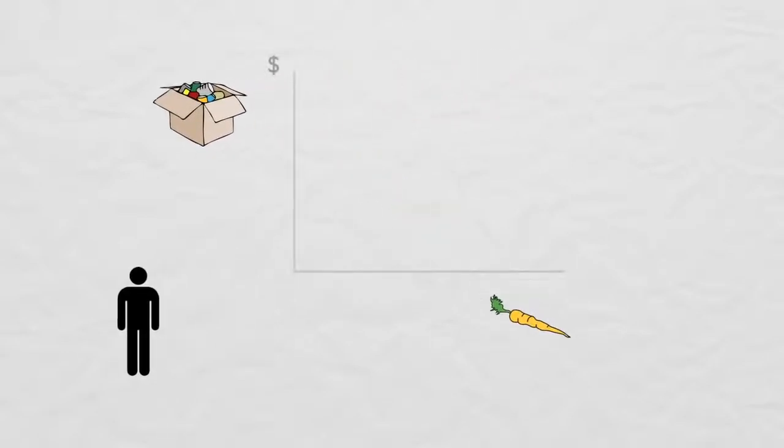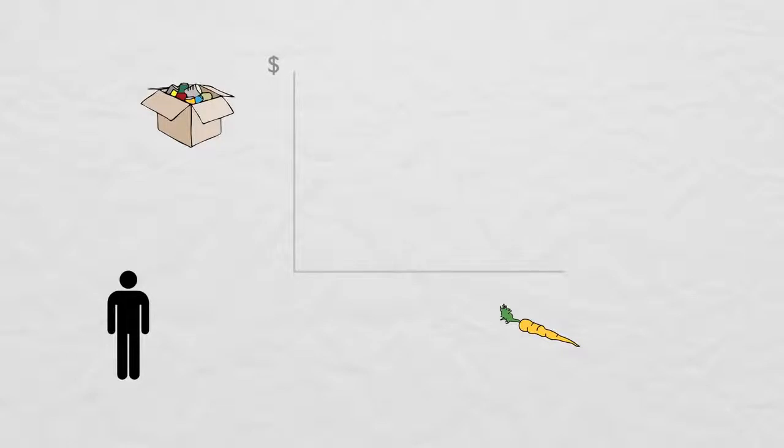Let's say we have an agent. We'll call him Ezekiel. Ezekiel's utility is derived from his consumption of carrots and from his consumption of everything else, which we'll measure in dollars. We're going to make a very important assumption about Ezekiel's utility function. We're going to assume it's strictly quasi-concave.